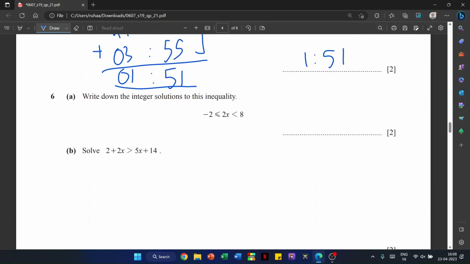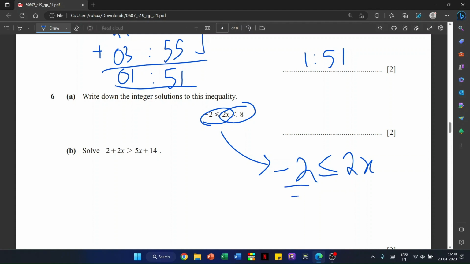Okay, write down the integer solutions to this inequality. We divide this into 1 over here and 1 over here basically. I'm going to do it over here. So you divide both sides by -2 and the sign switches. So x is greater than or equal to 1. So that is going to be one part of it. So x is greater than or equal to 1.